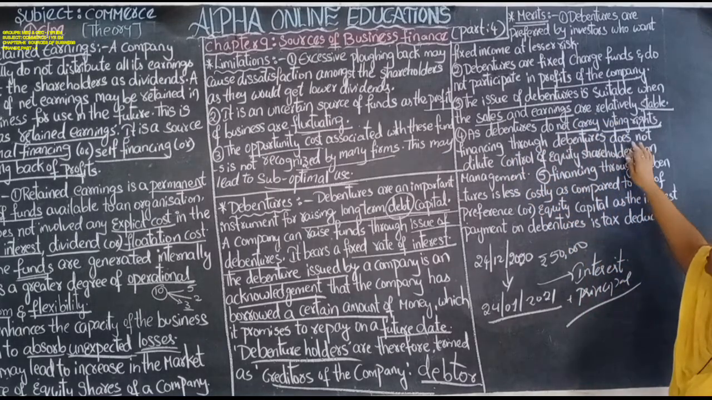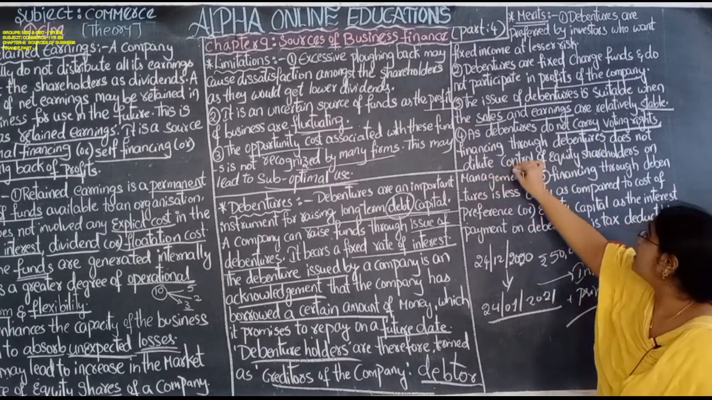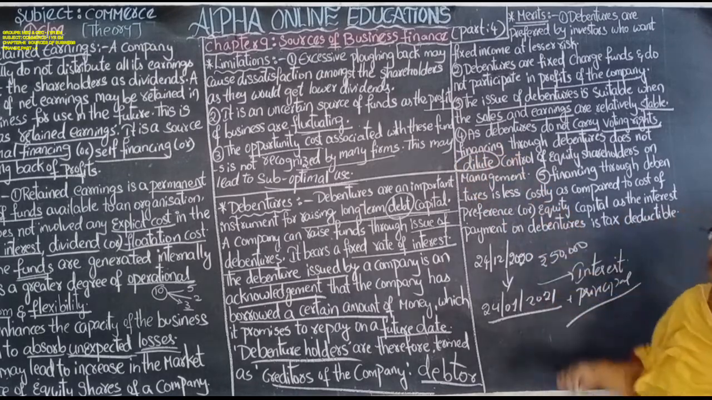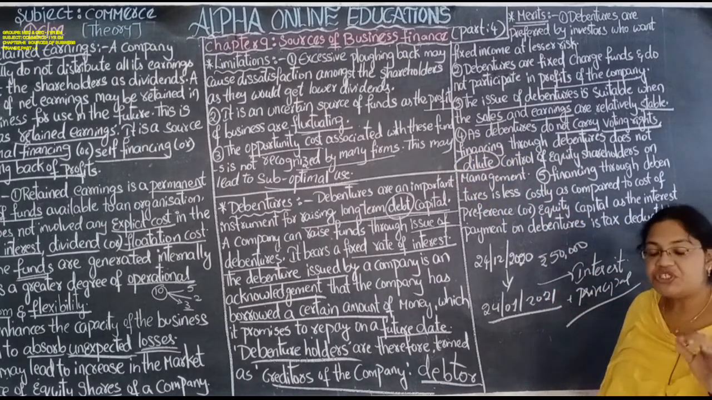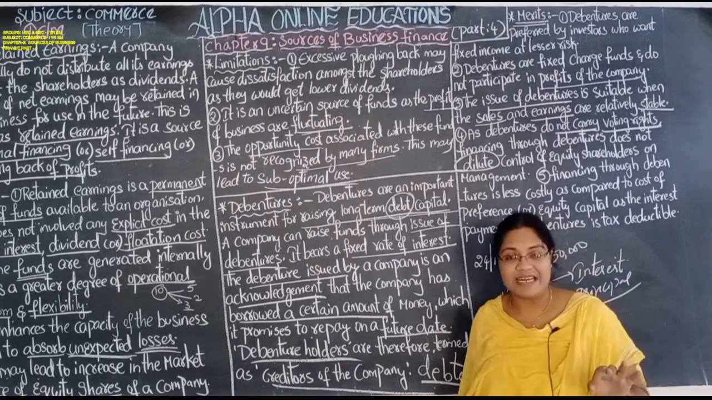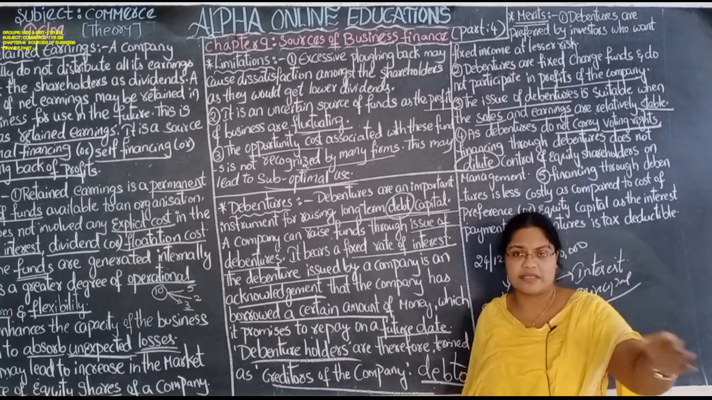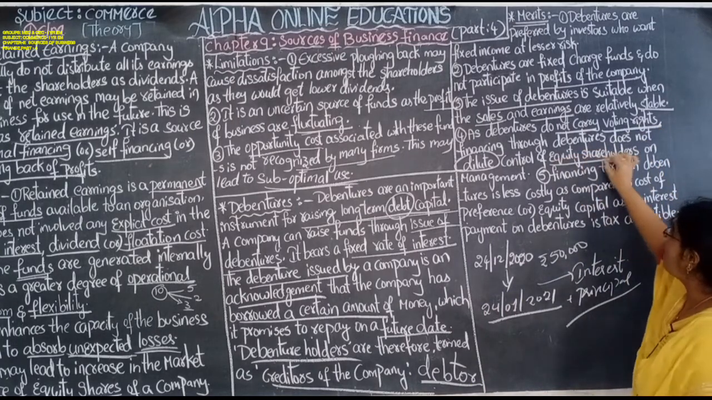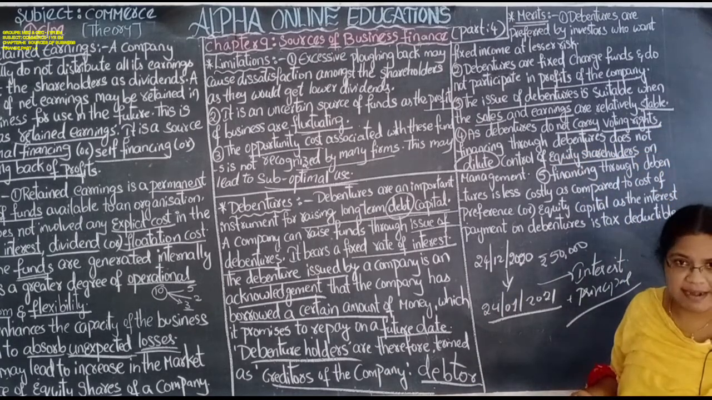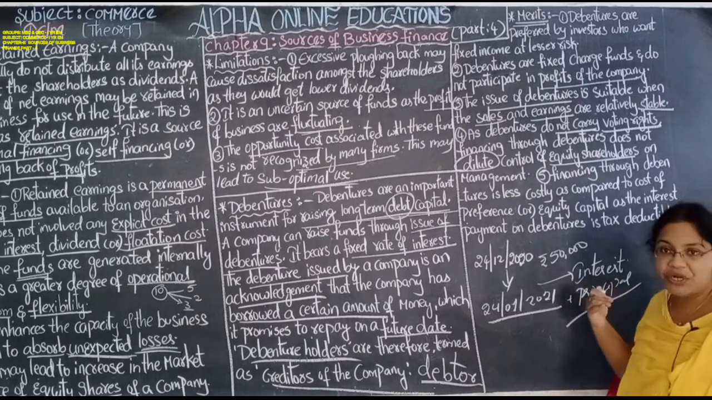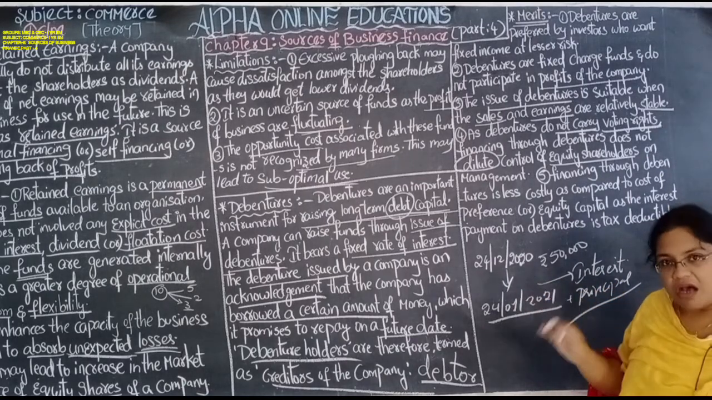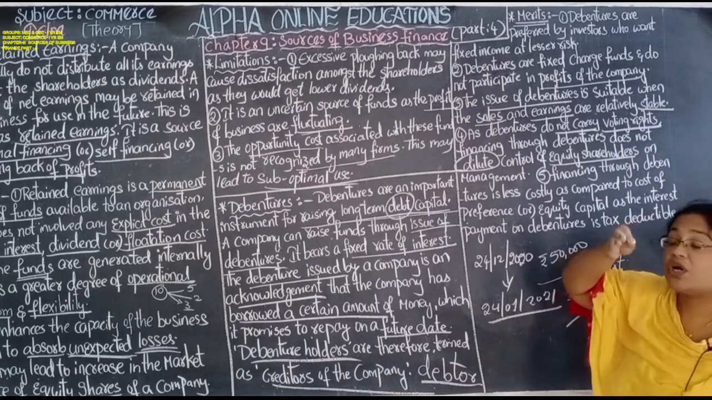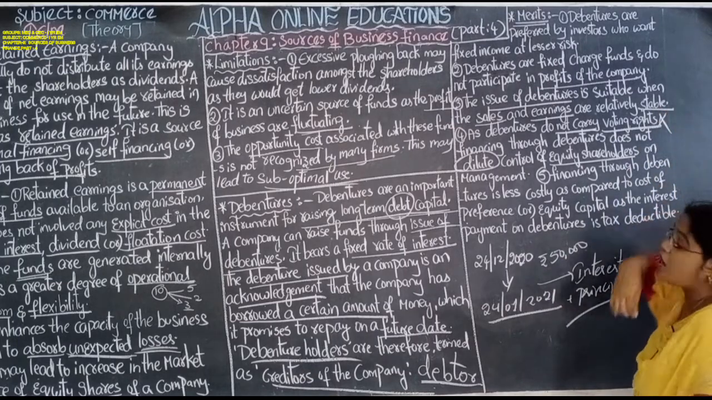Financially, debentures do not dilute the control of equity shareholders on the management. They will not participate in the management. They will just take a fixed rate of interest and go aside. They don't have any voting right, so there is no problem for the equity shareholders. Whatever the equity shareholders' rights are, they remain constant, because debenture holders and preference shareholders are not the owners of the company.